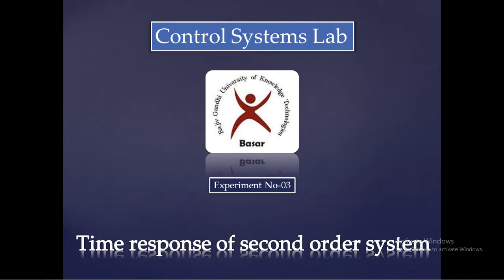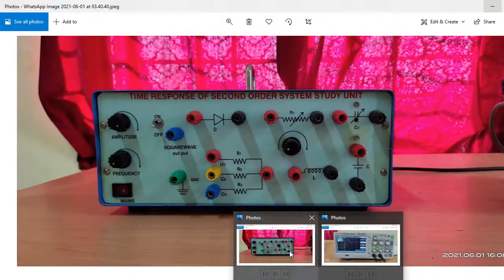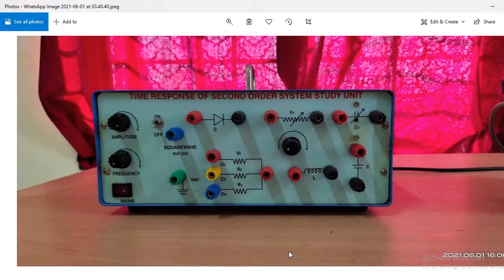Students, the experiment is time response characteristics of a second order system. To perform this experiment, we need two components mainly. So what are those? First one is the kit of your time response second order system. So this is the kit, which is nothing but the RLC circuit. Simply it is an RLC circuit, right?